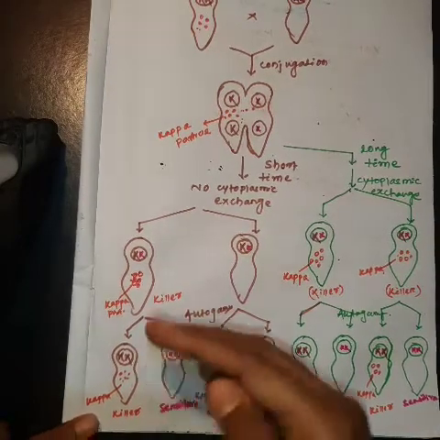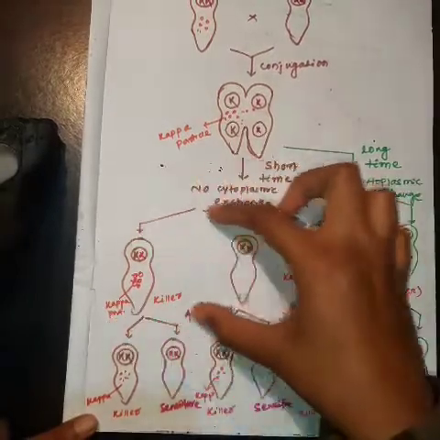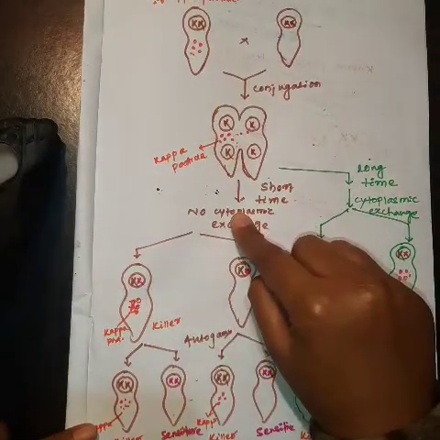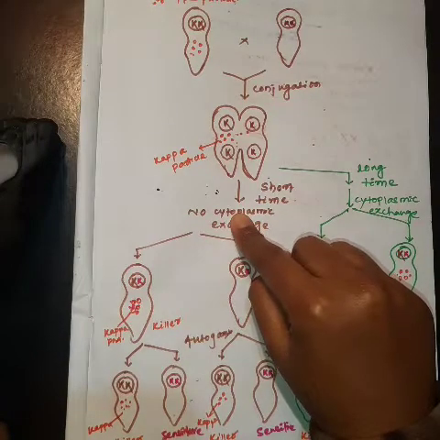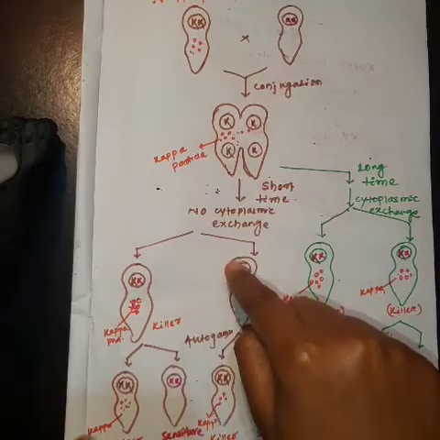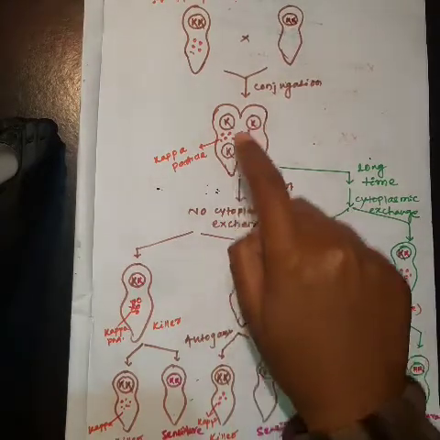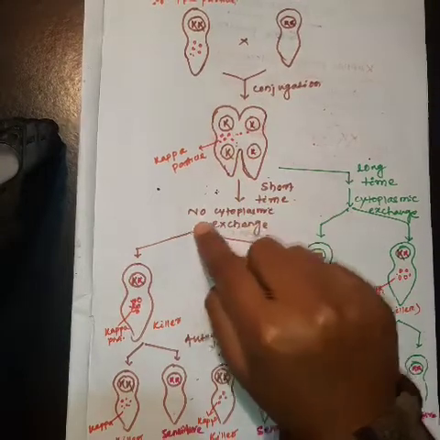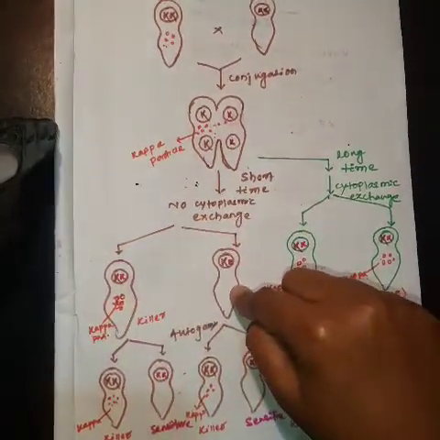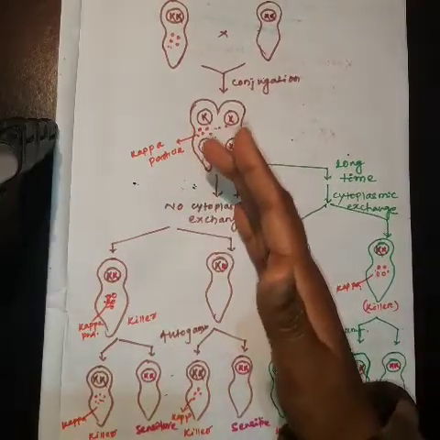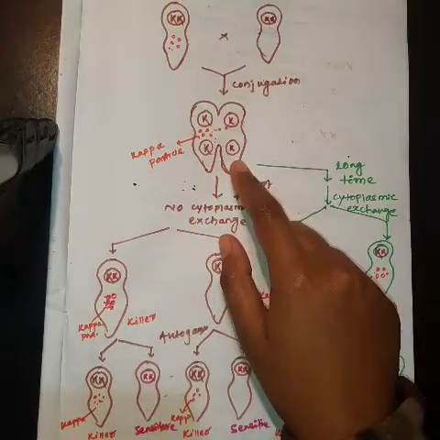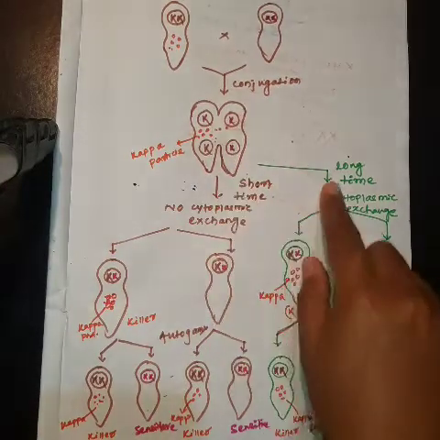But here the important thing is that for a short period of time we allow them to conjugate. During this short period, the cytoplasmic exchange will not occur. That's why the kappa particle will segregate as it is. One will carry the kappa particle, the other one lacking it. But what will occur if we allow them to conjugate for a long duration, long time conjugation?